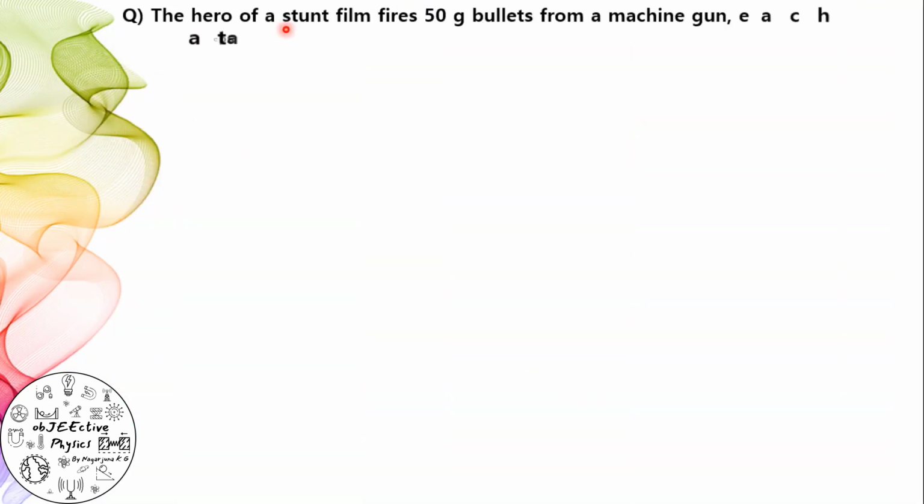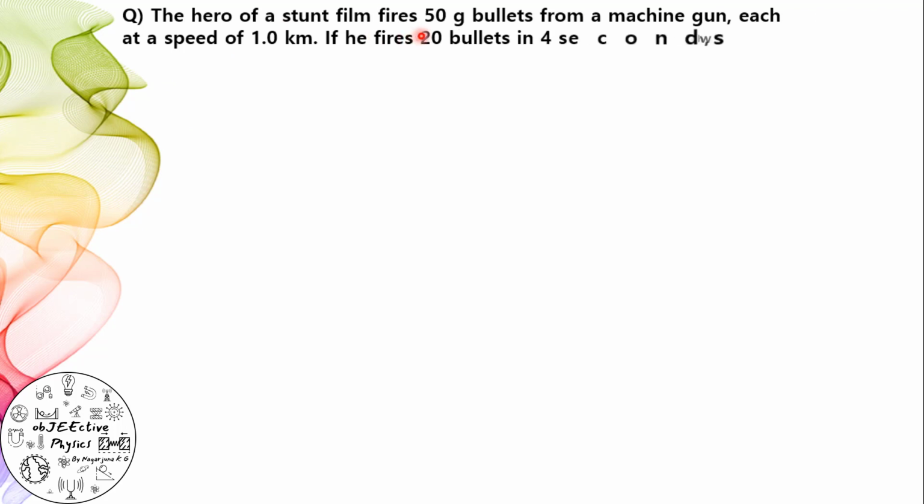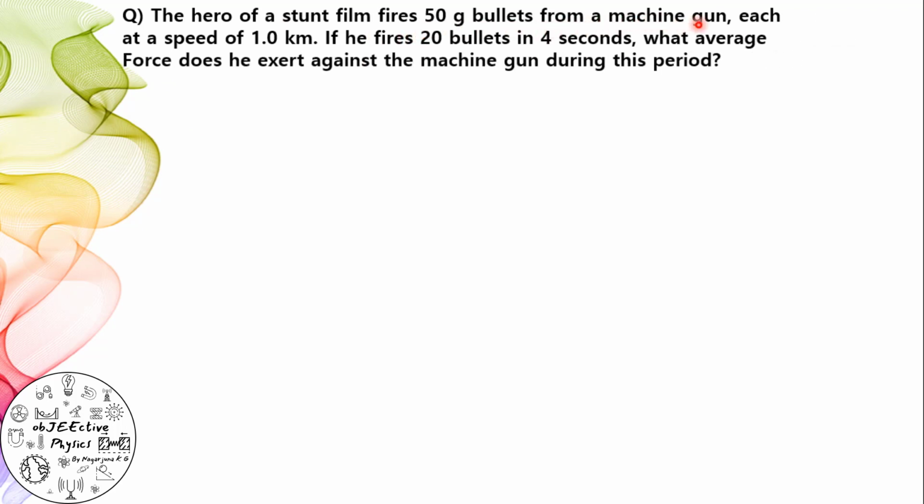Next question. The hero of a stunt film fires 50 gram bullets from a machine gun, each at a speed of 1 kilometer per second. If he fires 20 bullets in 4 seconds, what average force does he exert against the machine gun during this period? Solution.